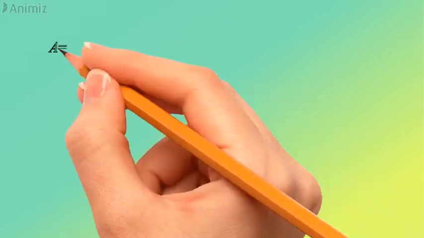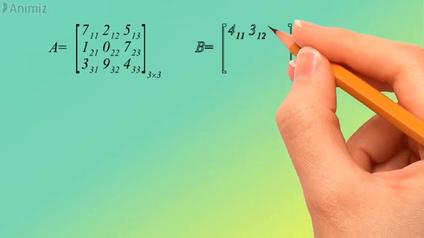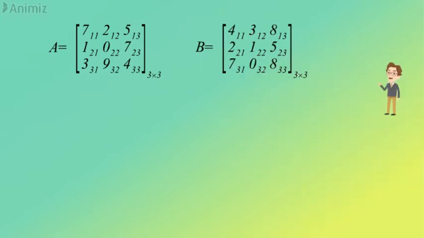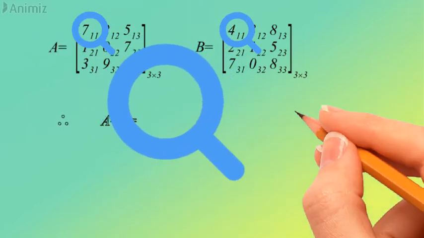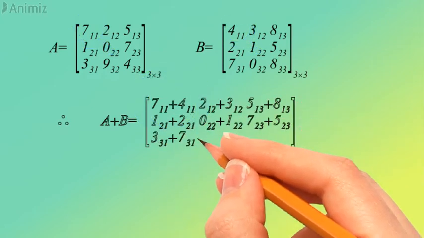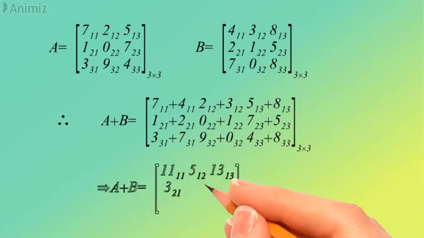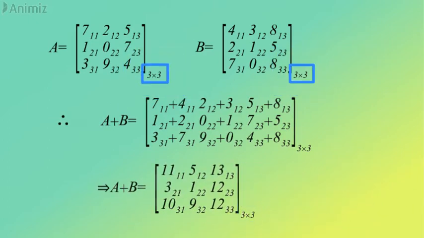Let us consider an example. We have two matrices A and B. Both have the same order, thus they are conformable for addition. Now to find A + B, we need to add the corresponding entries. That is, the first row and first column element of A is added to the first row and first column element of B. Similar remarks hold for the other positions. Thus we obtain A + B, which has the same order as A and B.